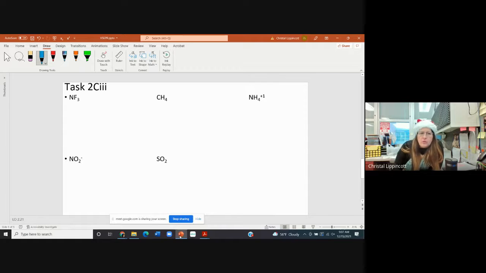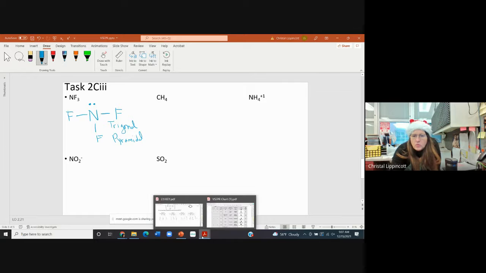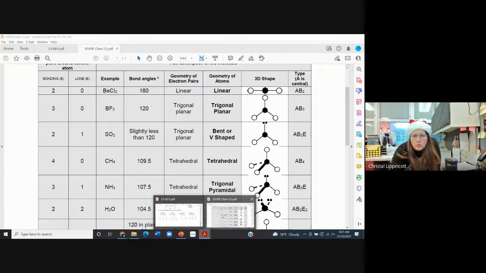All right, did you get the first one drawn in? This is nitrogen. I'm going to have my fluorine here. I'm going to have my 2 lone pairs of electrons. So you should have seen that this one is not the same. It's 3 and 2, which is trigonal pyramidal. I think it's 107.5. Trigonal pyramidal, yep, 107.5.